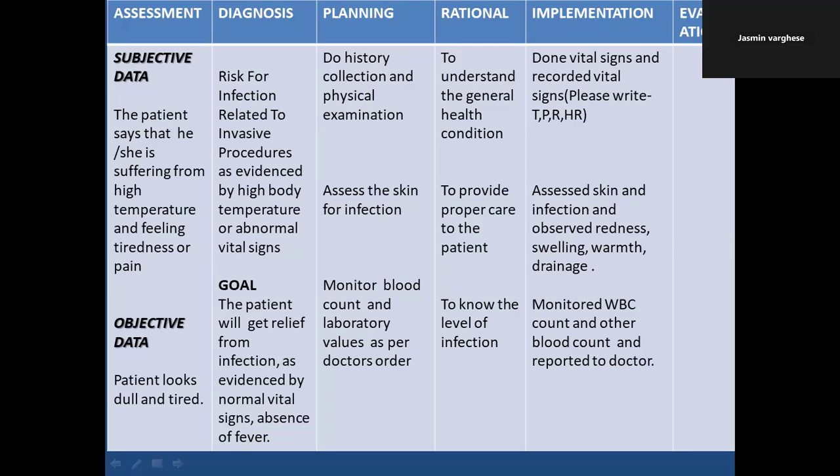For what? What is the rationale? To know the level of infection. What is the implementation? Monitored WBC count. Especially you can mention WBC count because the patient is having what? Infection. So you definitely have to check the WBC count, right? So monitor WBC count and other blood count and report it to the doctor.